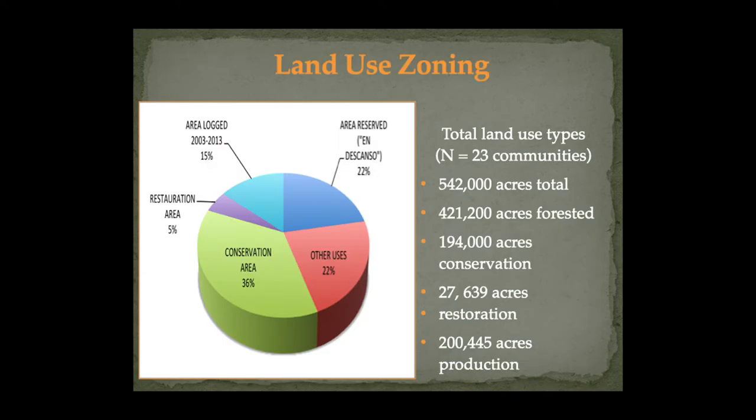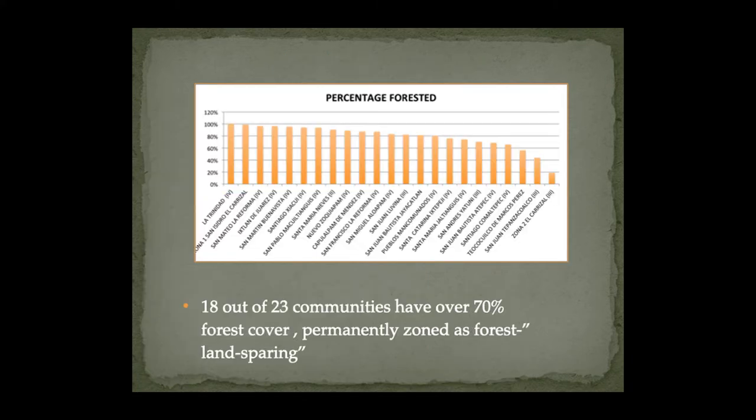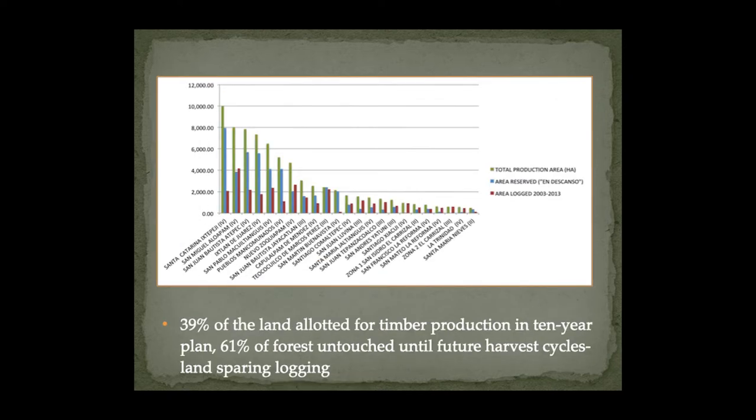And so, yeah, it's very important that there's land use zoning. They have conservation areas where they don't do any logging. These are generally more remote areas or areas dominated by oak forests, because there's not a good market for oak in Mexico. And this gives some of the numbers. Over 500,000 total acres, of which 421,000 are forested. 18 out of the 23 communities have over 70% forest cover, between production forest and conserved forest. Like I said, the production forests maintain a lot of forest cover.